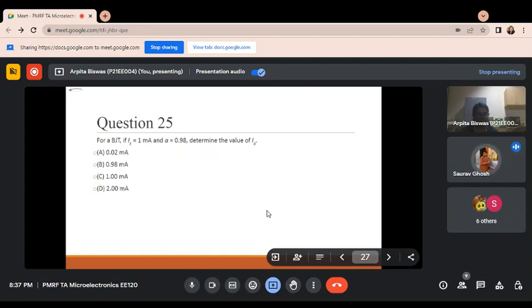Ma'am, alpha is the current gain in common base configuration. IC by IE, madam. Okay, alpha equal to IC by IE. Yes. Then here IE is given. Then what is the value of IC? Someone? Alpha is given, IE is given, then what is the value of IC?